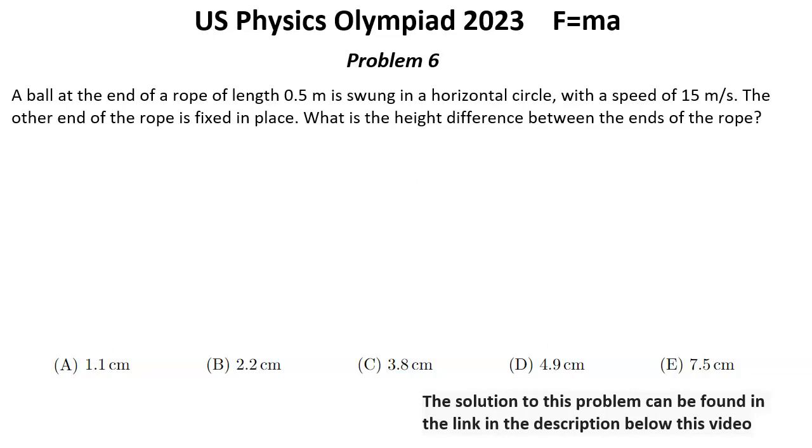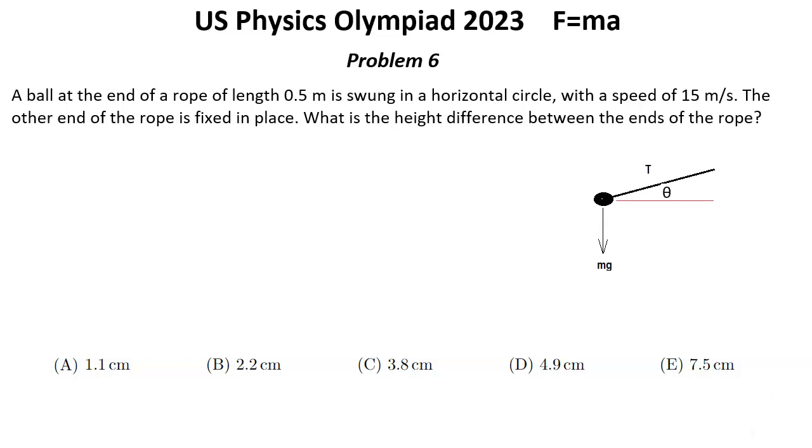Problem number 6. A ball at the end of a rope of length 0.5 meters is swung in a horizontal circle with a speed of 15 meters per second. The other end of the rope is fixed in place. What is the height difference between the ends of the rope? Solution for problem number 6.